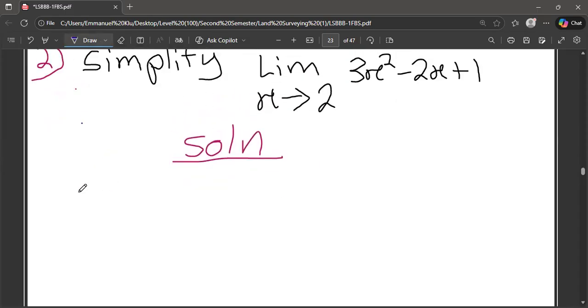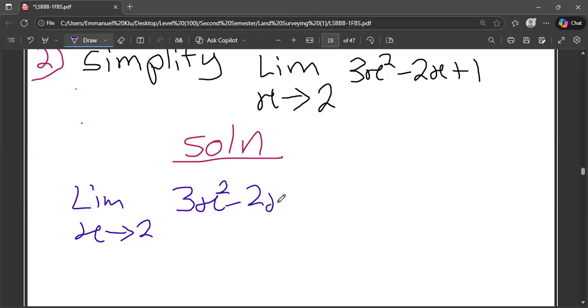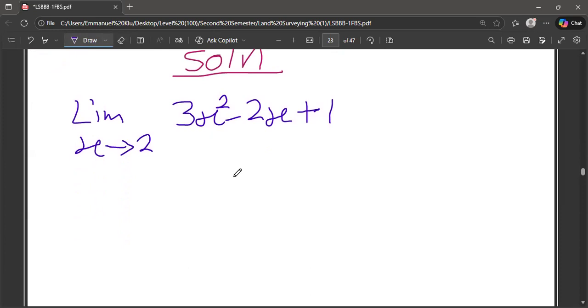So this is limit as x approaches 2 of 3x squared minus 2x plus 1. Okay, good. Then from there, what do you do next?